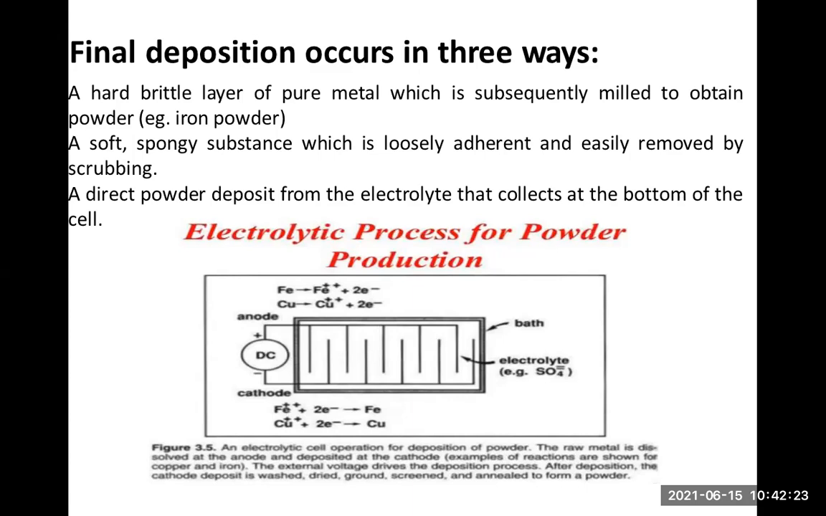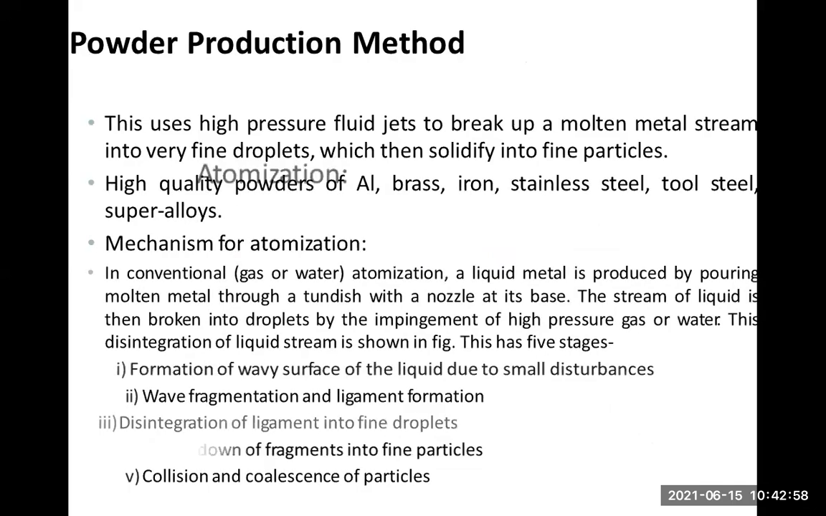That is placed on the cathode, and a soft sponge substance which is adherent and easily scrubbed is formed at the cathode. A direct power, that is DC power supply, is given for electrolytic operations. The electrolytic operation takes place in the electrolytic bath, which consists of an electrolytic medium. That will transfer the charges or materials from anode to cathode. So that is how the processing operation is considered.